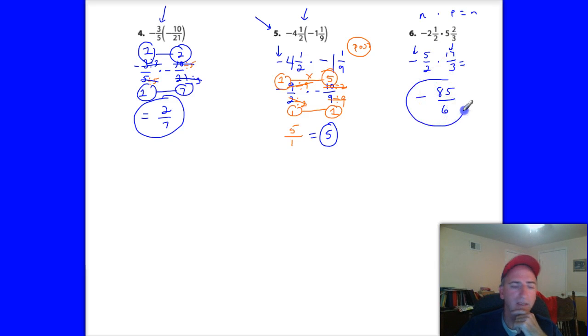For now, you can just leave that. 85 over 6. Wrong number there. For now, just leave that. Later on, we'll change it to mixed numbers. Right now, I want to focus on the multiplication.